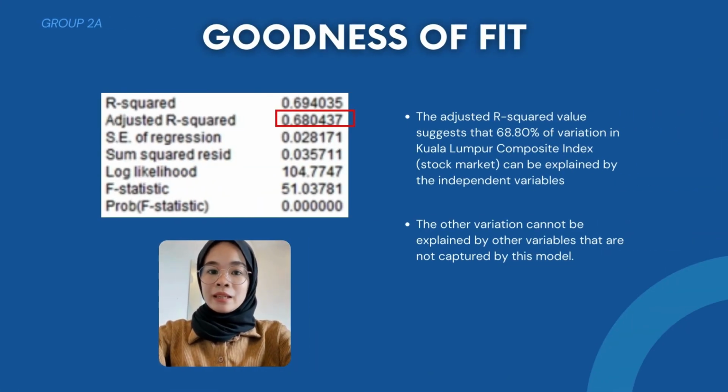The next component is the goodness of fit. This is basically a statistical test to determine how well our sample data fit the distribution from a population with a normal distribution. The adjusted R-square value suggests that 68.80% of variation in the Kuala Lumpur Composite Index can be explained by the independent variables. However, the other variation cannot be explained, as it comes from variables not captured by this model.